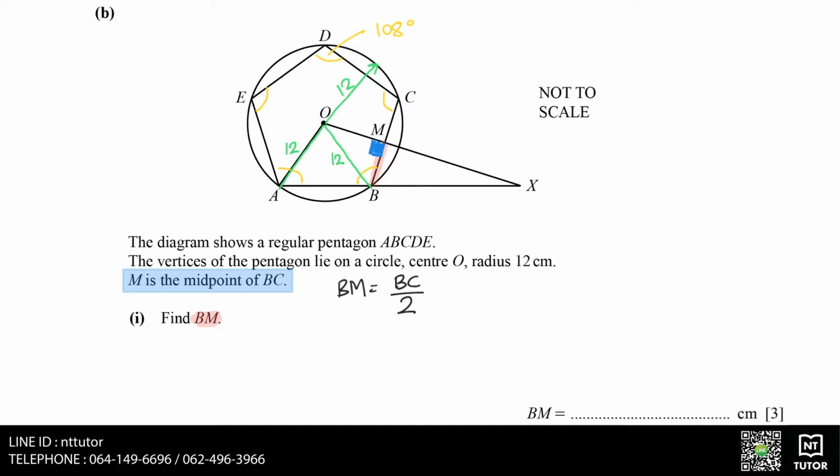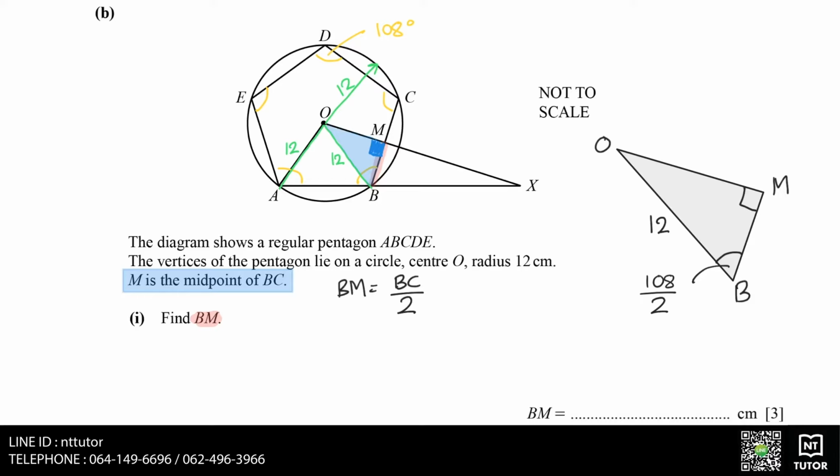But an easier method to find BM would be to look at triangle OMB and use trigonometry to find the value of BM directly. We can use trigonometry to find out BM because triangle OMB is a right angle triangle. We have side length OB and we also have angle OBM, which is just 108 degrees divided by 2.